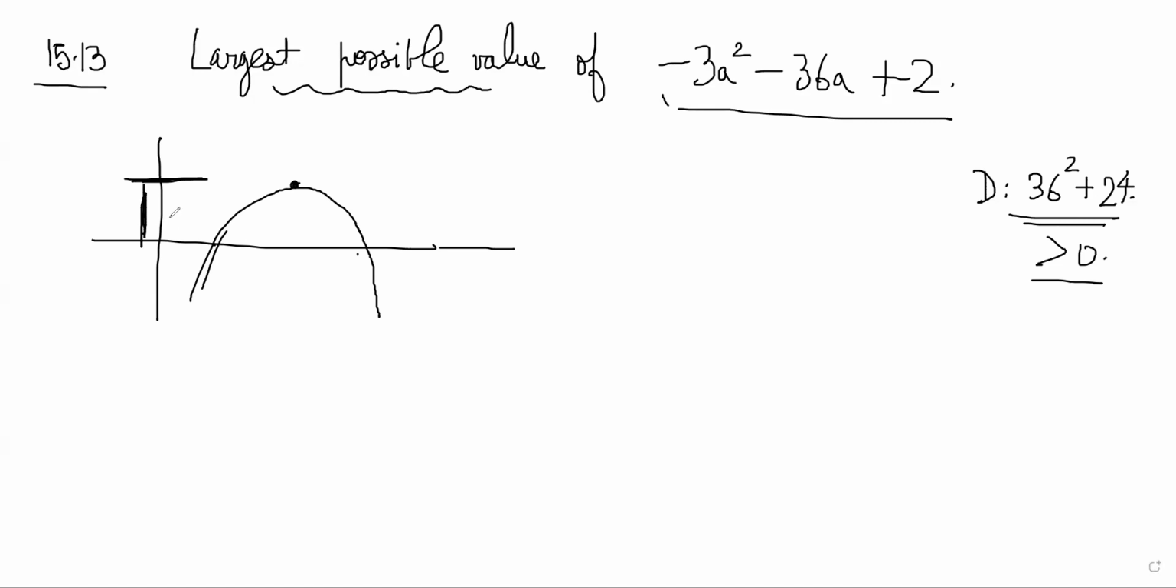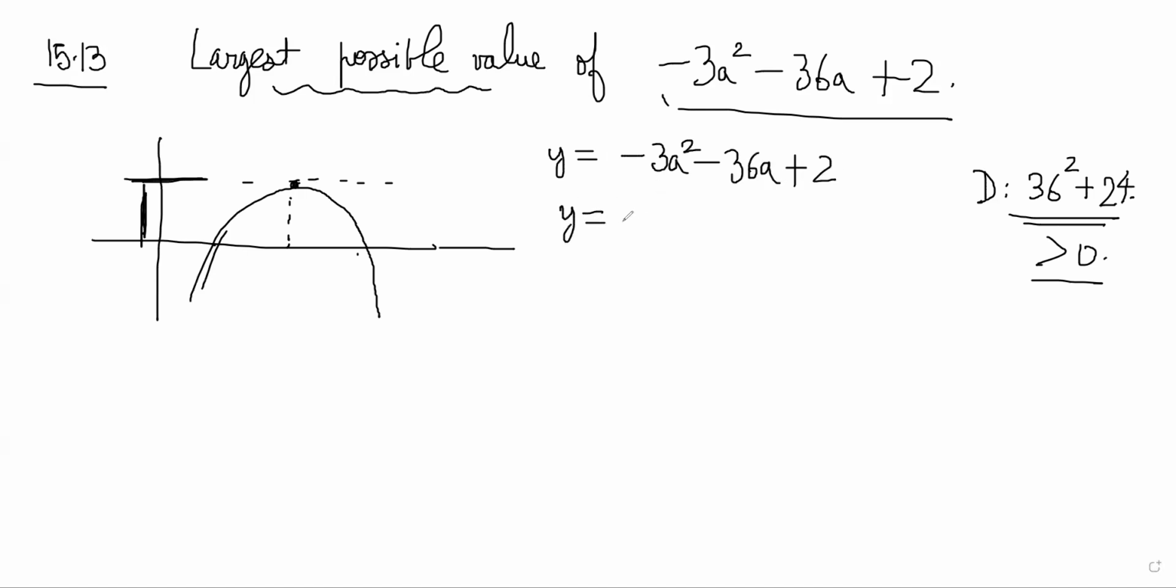Do you understand what I'm saying? Yeah. So at what value is it coming? It will happen at the vertex. So I'll do the same thing. I have to find the vertex and I have to find the maximum value, right? Mm-hmm. So let's say y is equal to minus 3a square minus 36a plus 2.